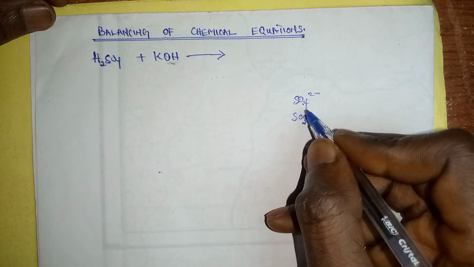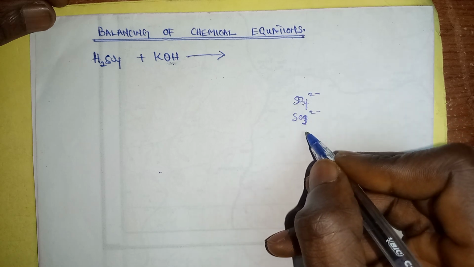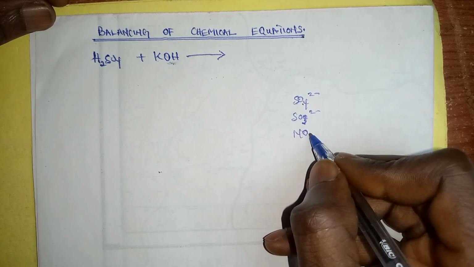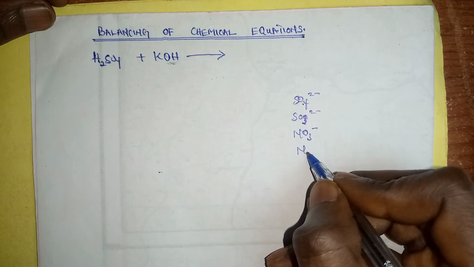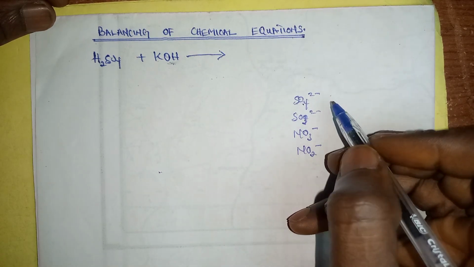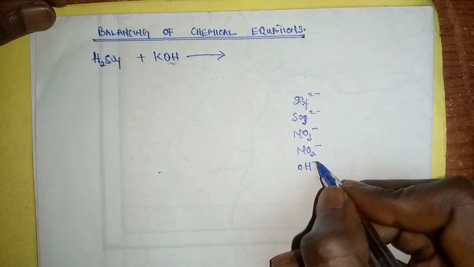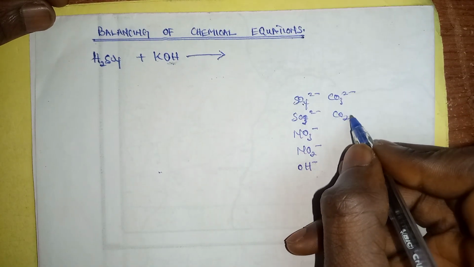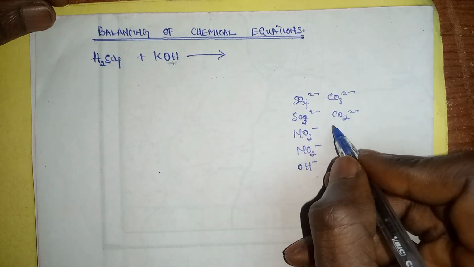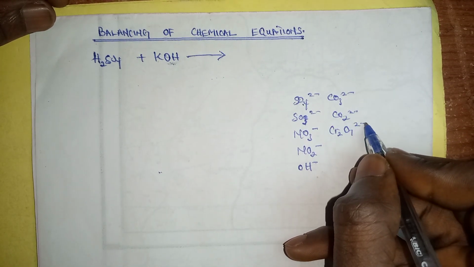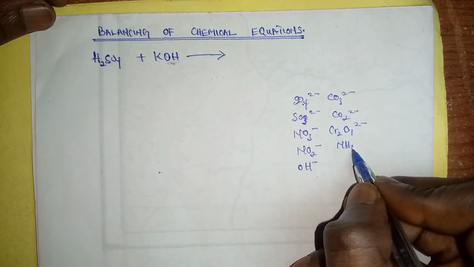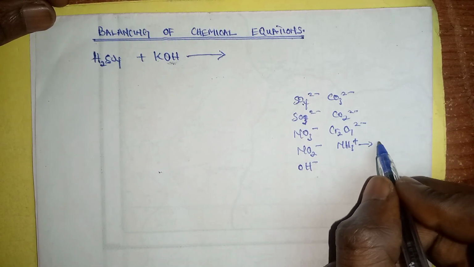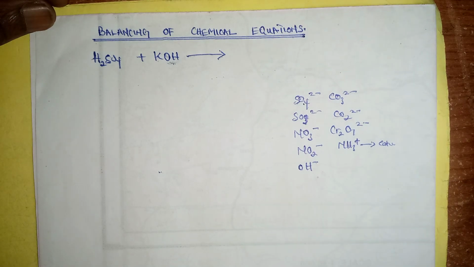Examples: we have SO4 2 minus, SO3 2 minus, NO3 minus, NO2 minus. What else do we also have? We also have OH minus, CO3 2 minus, and Cr2O7 2 minus. We also have NH4 plus, which is one of the cations, that is positive charge. They are positively charged, and radical compounds can also be negatively charged.